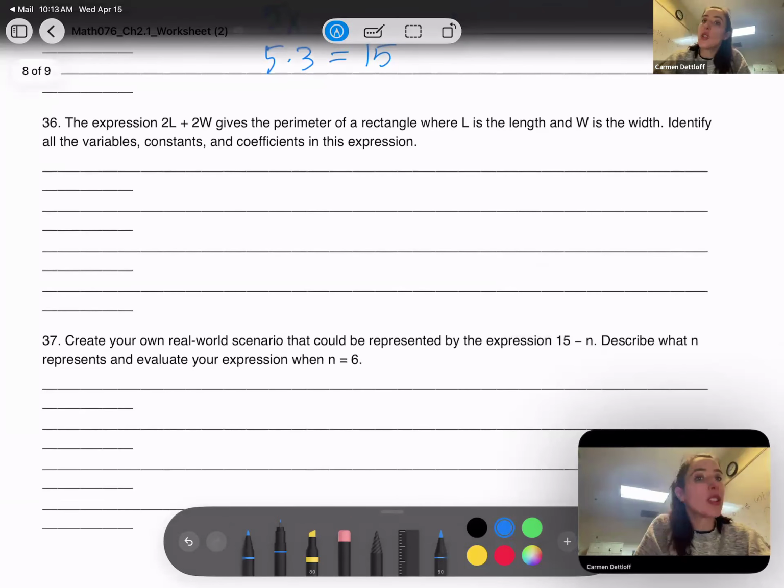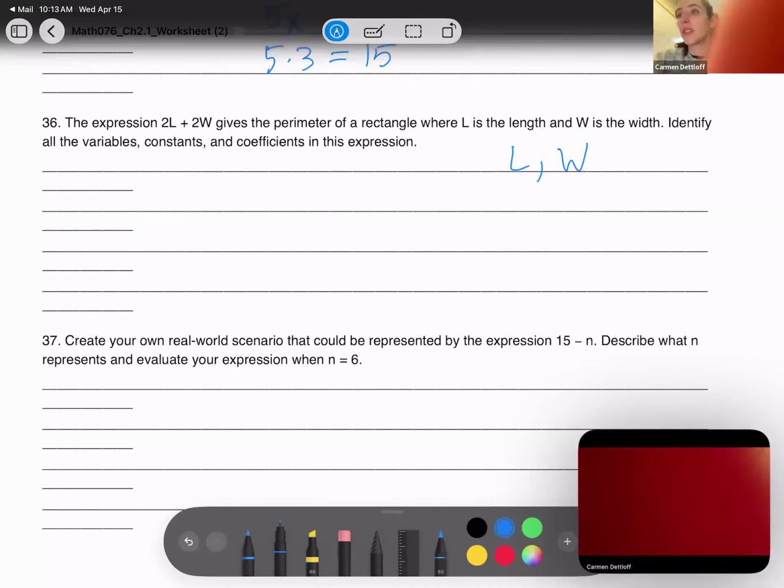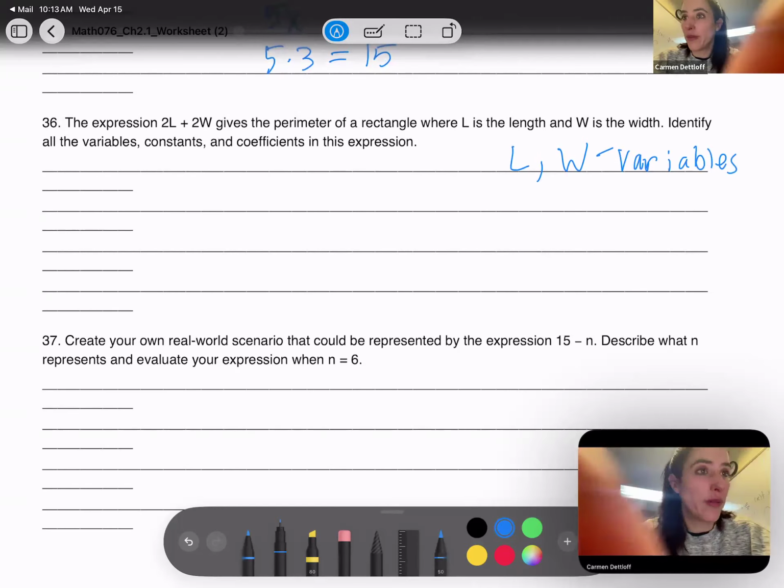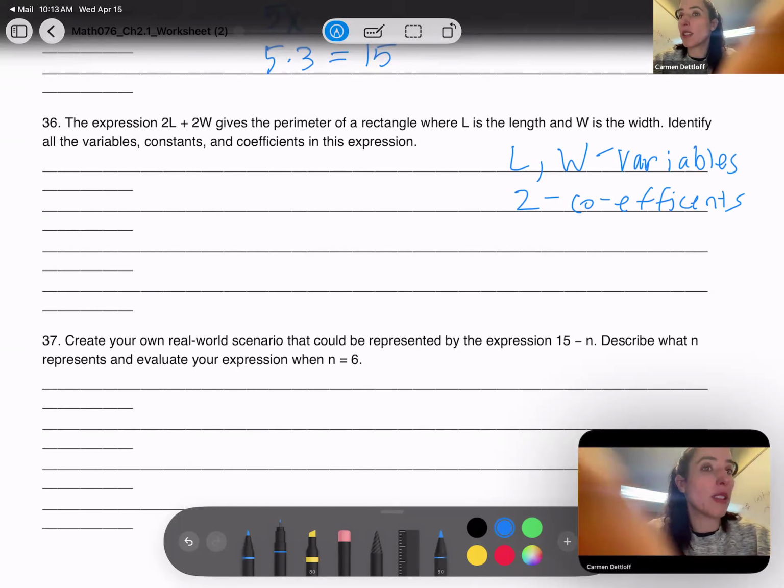The expression 2L plus 2L plus 2W gives the perimeter when the rectangle has length L and width W. Identify all the variables, constants, and coefficients in this expression. Okay, let's see. What are my variables? L and W are my variables. Two is my coefficient for both. And do I have any constants? No, I do not.